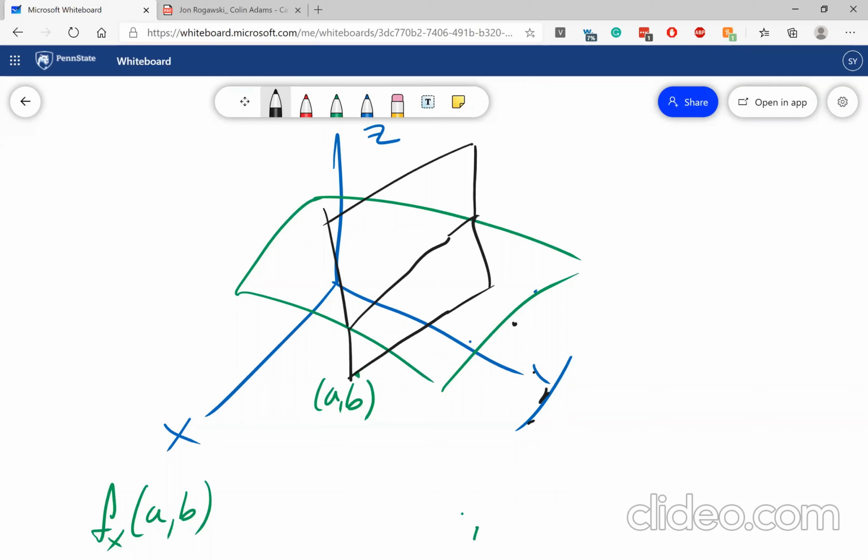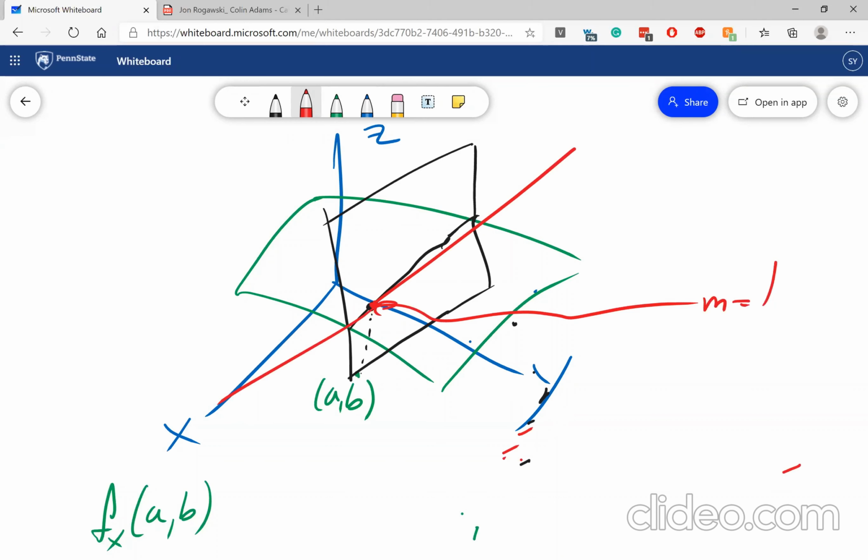Okay. And the point AB on the surface would be this point over here. And so then the derivative would give us the slope of the line that's tangent at this point. So for this line, m is equal to f_x of AB.